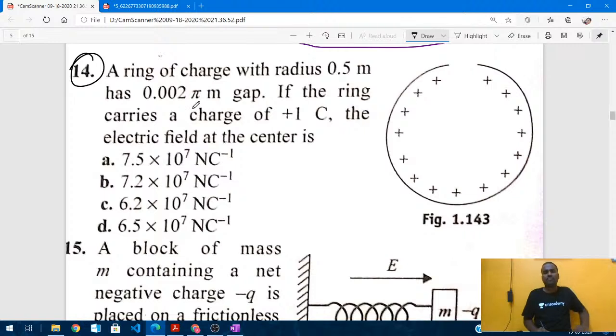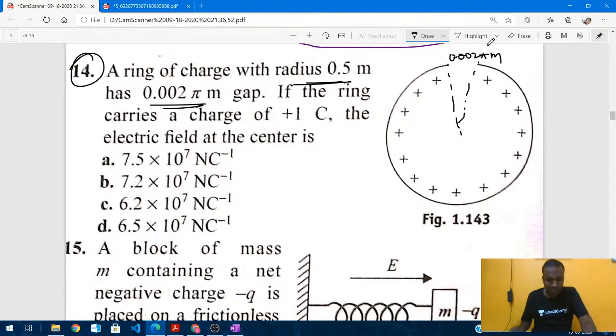Next question: a ring of charge with radius 0.5 meters has a very small gap, friends, of 0.002 pi meters. If the total ring carries a charge of +1 coulomb, then we have to find the electric field at the center, students.